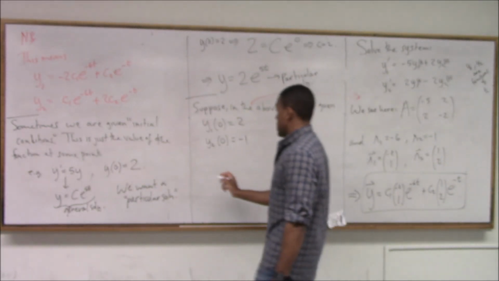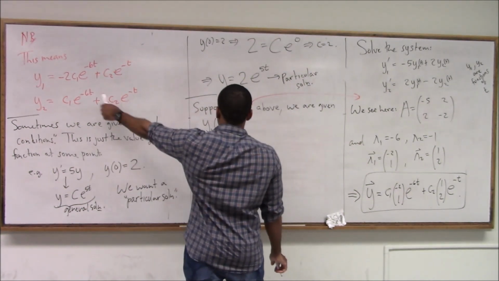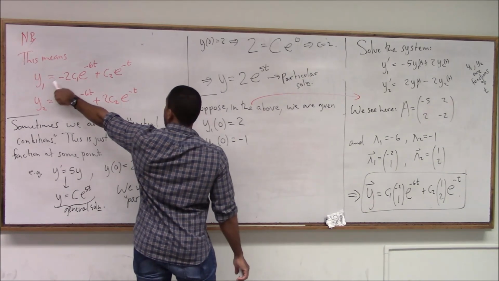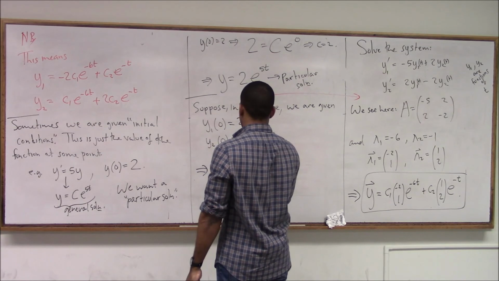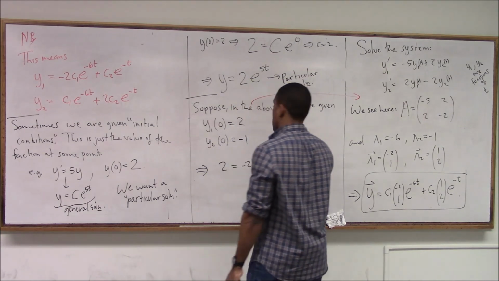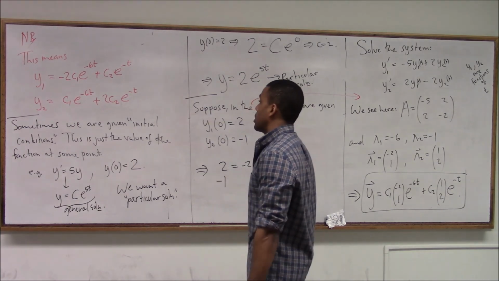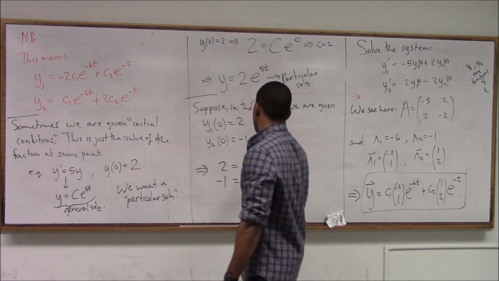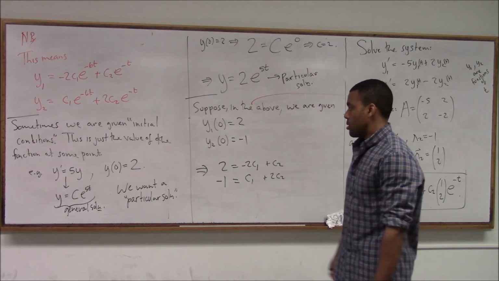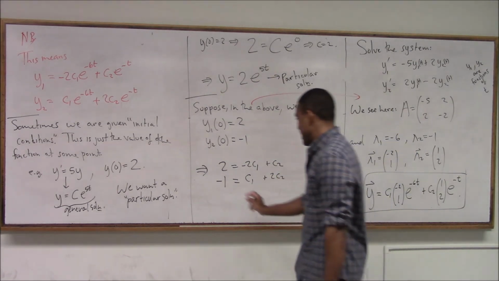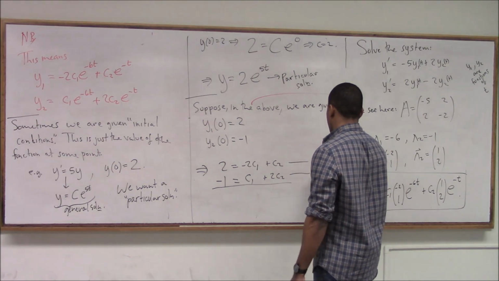And so what this means is we can actually go here and start to plug these in. So I can set this equal to 2, plug in zeros for the t's, and I would get 2 is equal to minus 2c1 plus c2, and I can set minus 1 is equal to c1 plus 2c2. That's just a regular old system of equations, huh? And so call this equation 1, call this equation 2.